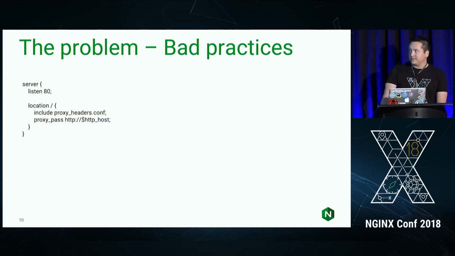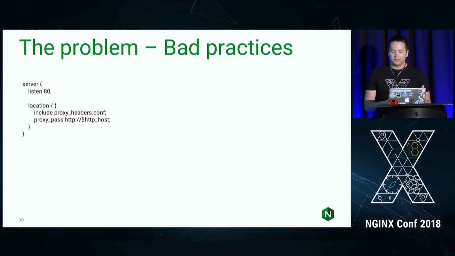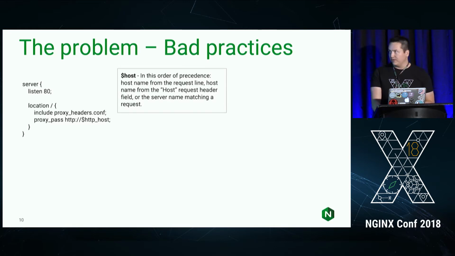But you also can have bad practices. So in this server configuration, it's pretty similar to the previous one, but in proxy_pass, we actually have a proxy_pass using a variable, $http_host. So as a really quick review, $host as a variable is in this order of precedence: host name from the request line, host name from the Host request header, or finally the server name that you have configured in NGINX. That means that the first 2 things that $host can be can be somewhat influenced by the incoming client.